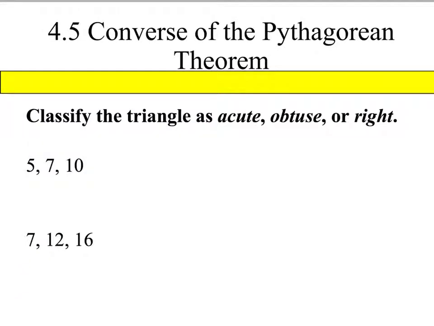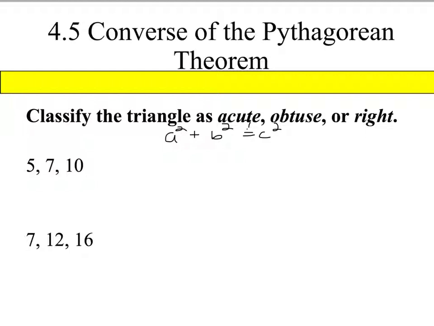All right, so today, just classify the triangle as acute, obtuse, or right. So using your a squared plus b squared and your c squared, figure out if it's right, obtuse, or acute. Give this one a shot. All right, so looking at this, I'm going to just plug it in as, again, a squared plus b squared. And we want to figure out, is it greater than, less than, or equal to?